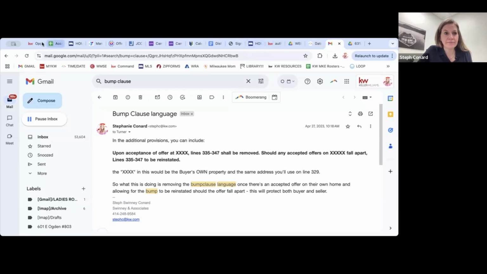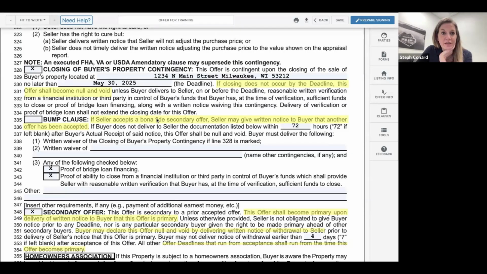So let me get back to the bump clause language. Maybe. Okay. So that's really all I have for now. I would love to open it up to questions if you guys have any.